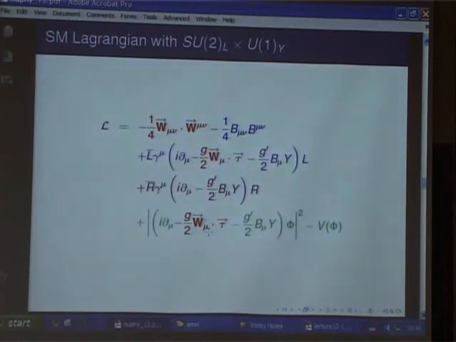And for Higgs, again this term. It is abelian also. So you want to know this.